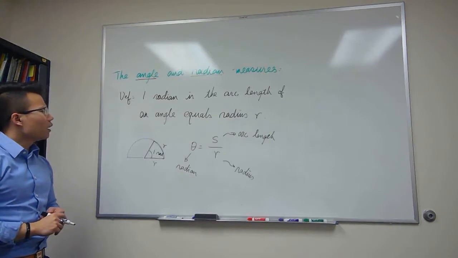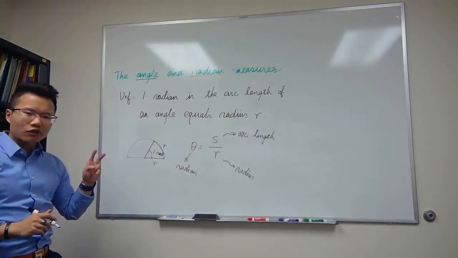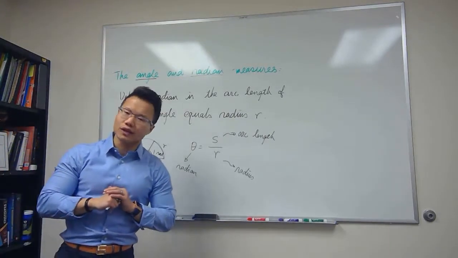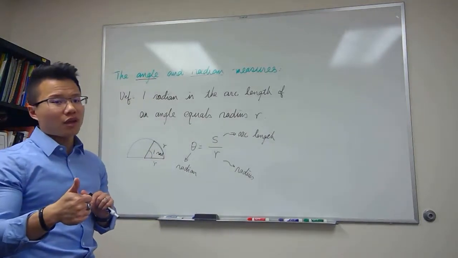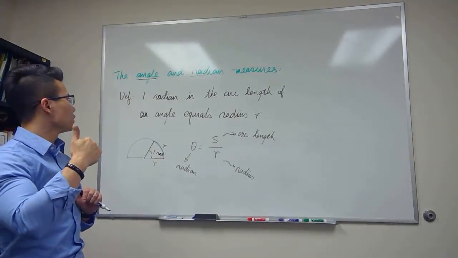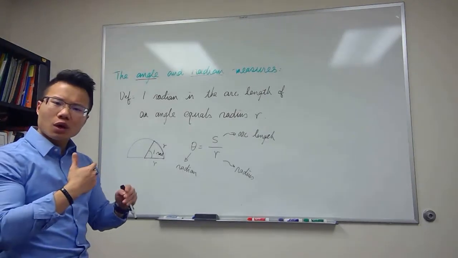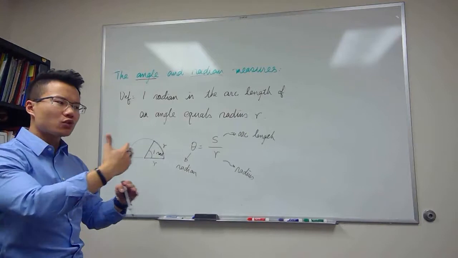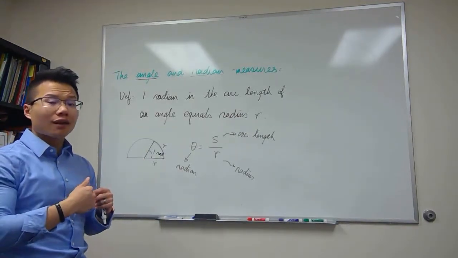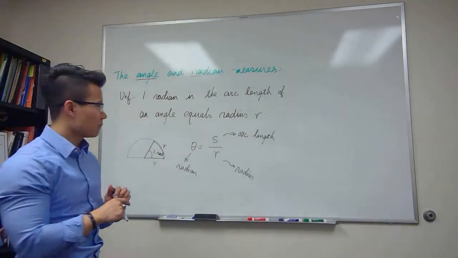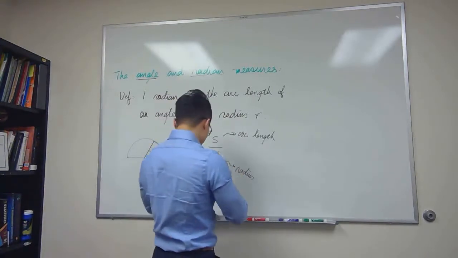Okay, but after this one, we have two different representations for an angle. We're using degree and we're using radians. But can we go back and forth from degree to radian, radian to degree? The answer is yes. Okay, and I'm going to show you guys how to do that.